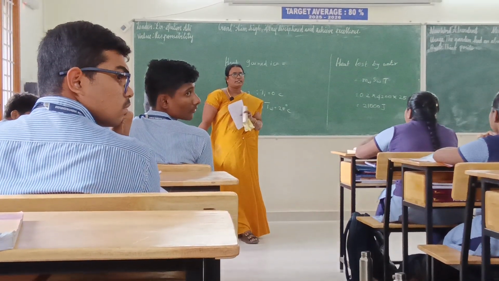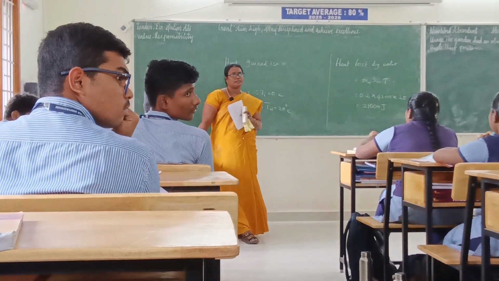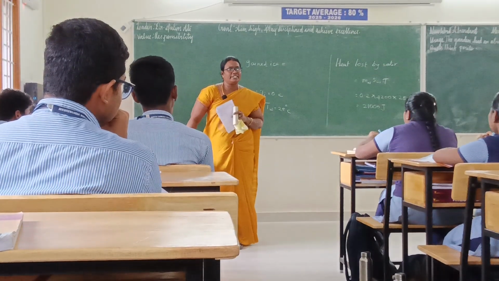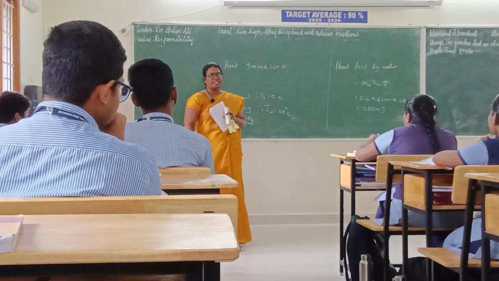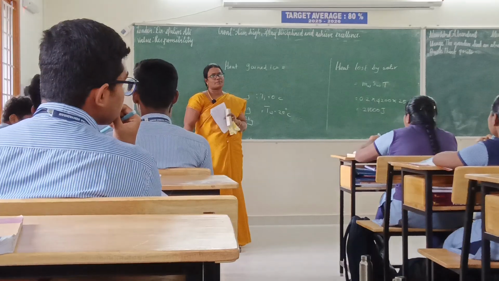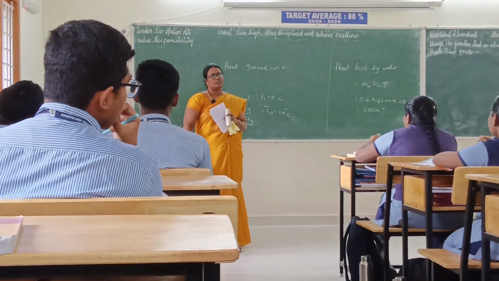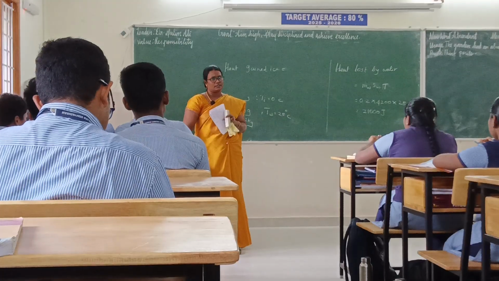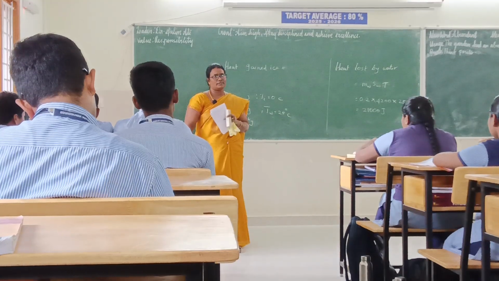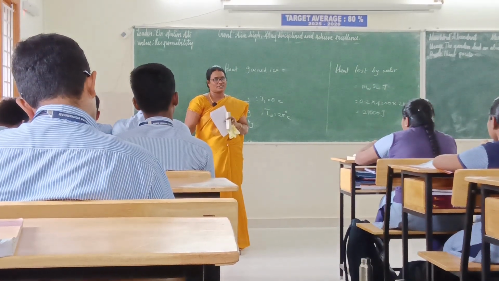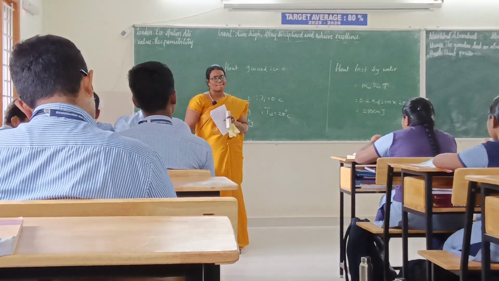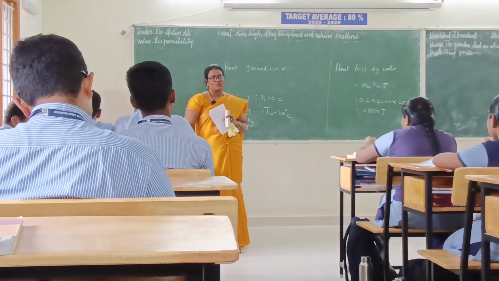Heat capacity definition: the amount of heat required to raise the temperature of 1 kilogram of substance by 1 degree. The unit is per degree Celsius, and 1 Kelvin also works. As we told, Kelvin is the correct answer. Yes, 1 Kelvin is correct.